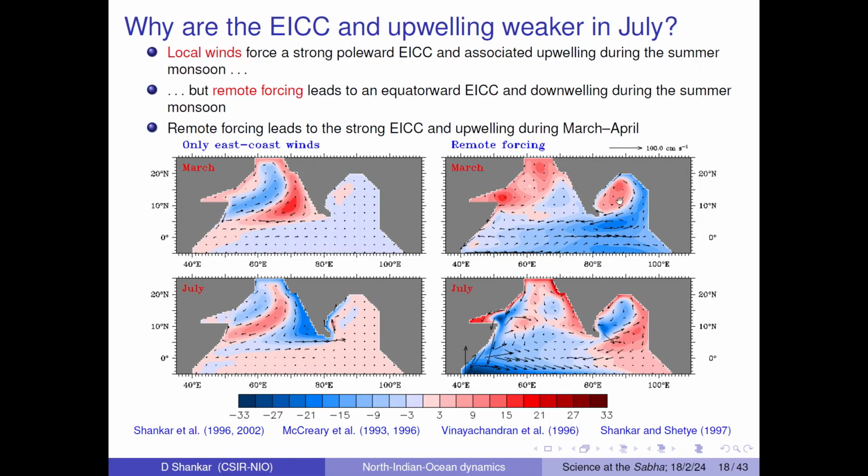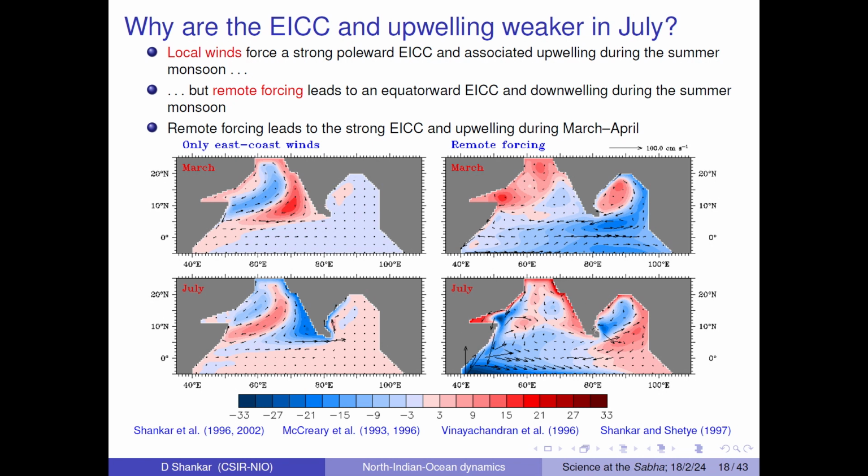So the West India coastal current flowing into the wind is being driven from the east coast of India. So why is the East India coastal current stronger during March, April? You have waves being triggered out here, and they propagate westward. When they reflect off the east coast of India, they produce this strong current. In contrast, in July, if you look at the response only to east coast winds, it is a strong current and it is in the right direction. It is overcome by the other processes.